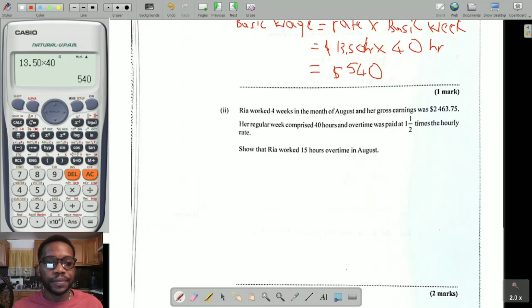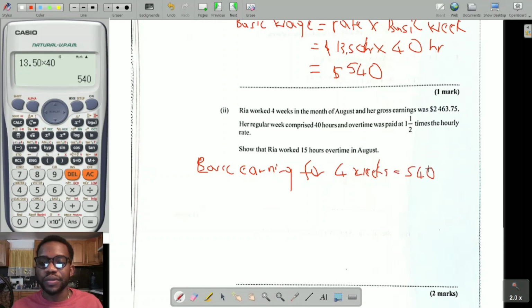We basically have it for 1 week already. So I could call it basic earnings for 4 weeks, which would be equal to 540, which is for 1 week, times 4. Once again, make good use of your calculator. You already have that on it already, so you just multiply that by 4. That gives you $2,160. That is what she would get if she didn't work any overtime, 2,160.